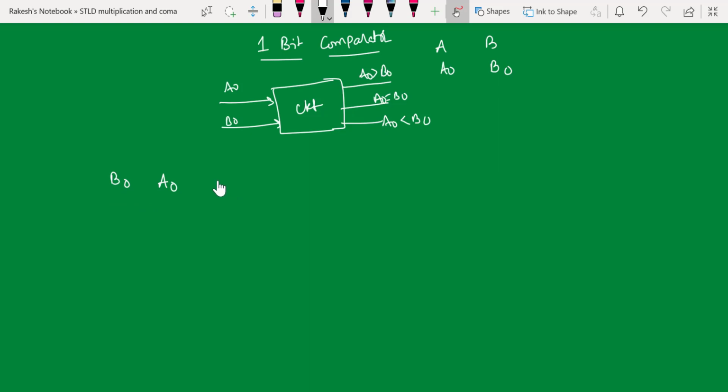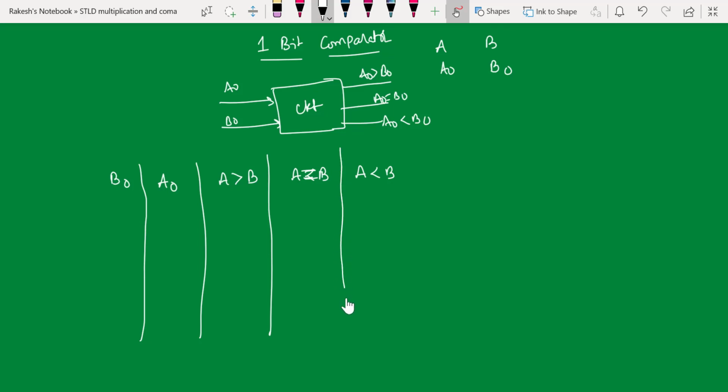Then you are going to consider the three possible outputs: A greater than B, A equals to B, then A less than B. I am going to show you how to construct the truth table for the comparator circuit for all the three. Let's take both are 0 0. In this case your A equals B will be 1 and other output should be 0.